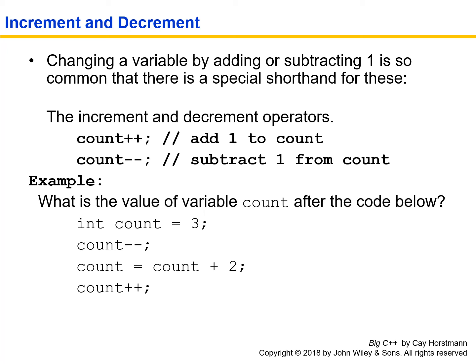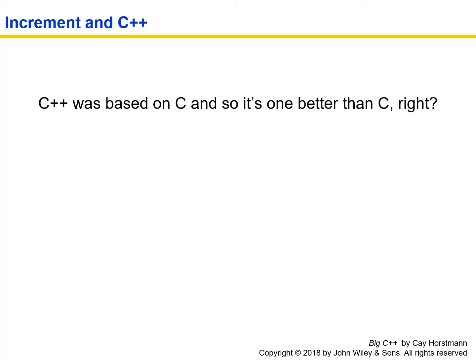There are increment and decrement operators. If you attach plus plus to the end of a variable, that's just going to add 1 to it. If you attach minus minus to the end of a variable, that's going to subtract 1 from it. The joke, of course, is that C++ was based on C, so it's one better than C, right? That's where C++ got its name.